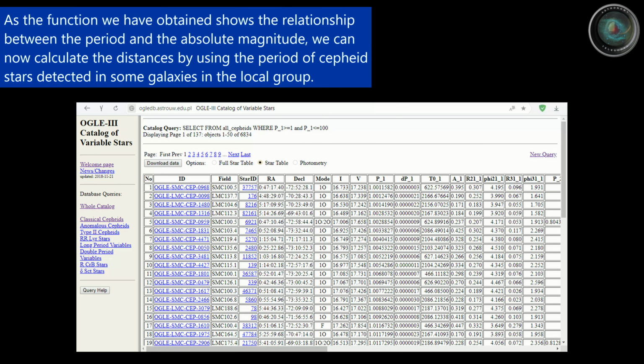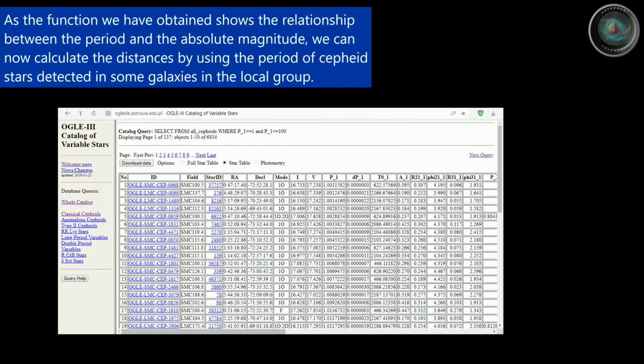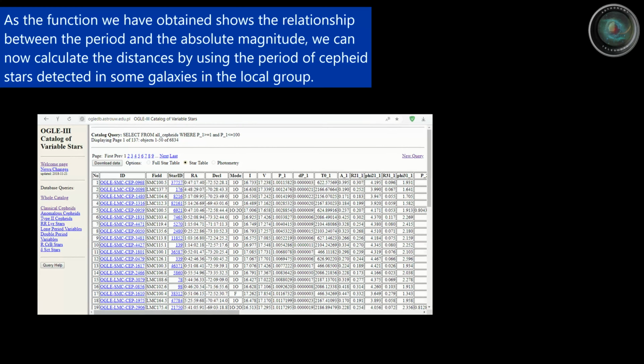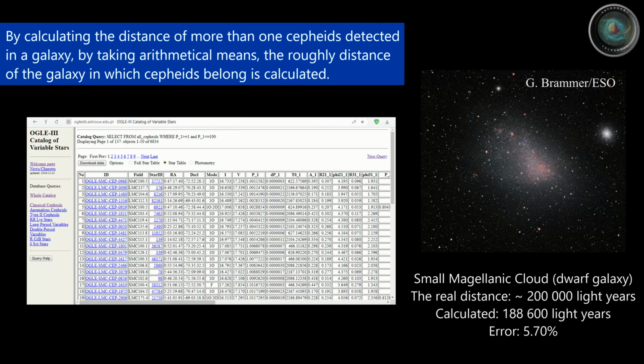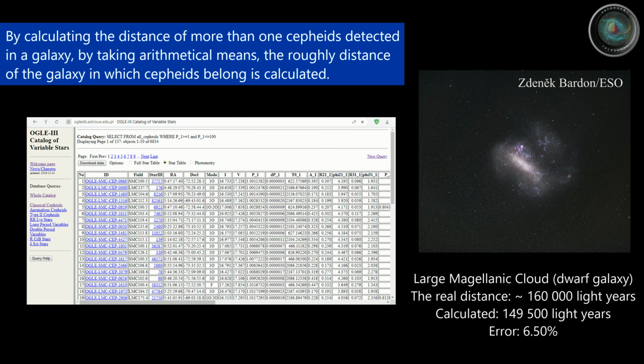As the function we have obtained shows the relationship between the period and the absolute magnitude, we can now calculate the distances by using the period of Cepheid stars detected in some galaxies in the local group. By calculating the distance of more than one Cepheid detected in a galaxy, and taking the arithmetical mean, the rough distance of the galaxy to which the Cepheids belong is calculated.